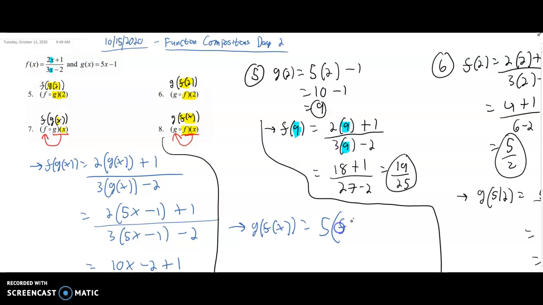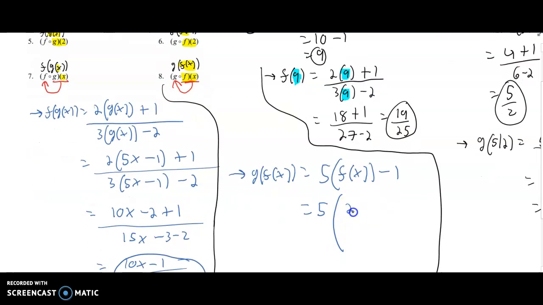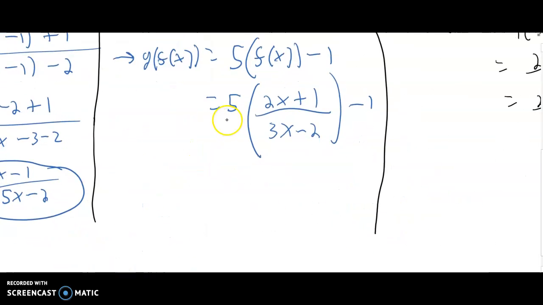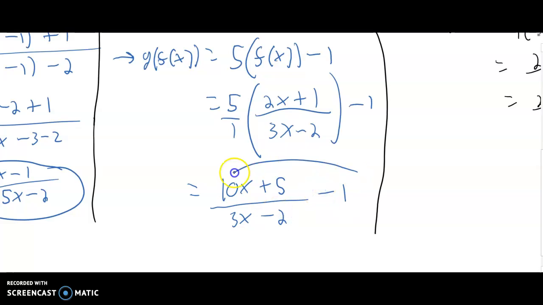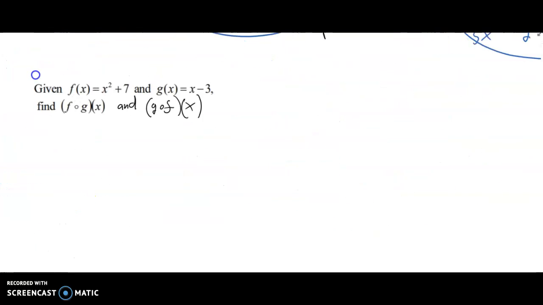5 times f of x minus 1, and we know that f of x is 2x plus 1 over 3x minus 2 minus 1. Alright, we can think of this as 5 over 1 and just multiply across. So I get 10x plus 5 over 3x minus 2 minus 1 is my final answer. Great, let's move to our last set of examples here.